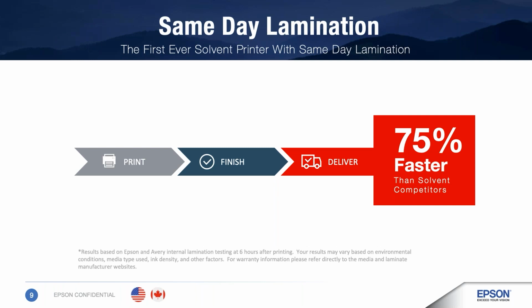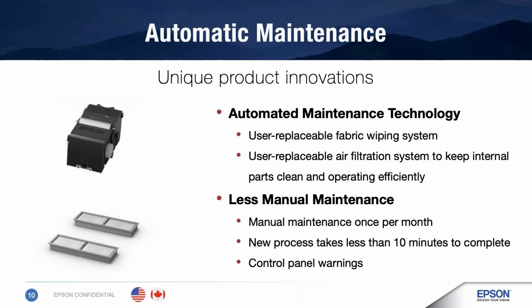We did some independent testing with Avery, and we found out that we're actually able to laminate after 6 hours of printing, which makes us about 75% faster than the other solvent competitors, which is huge. This whole thing about not being able to laminate the same day or having to wait 24 hours to outgas is now a thing of the past with our new engineered ink. So that's definitely a huge advantage. Another thing is our automated technologies. What we want to do is make sure people are printing or out there selling rather than having to worry about cleaning a machine every day.